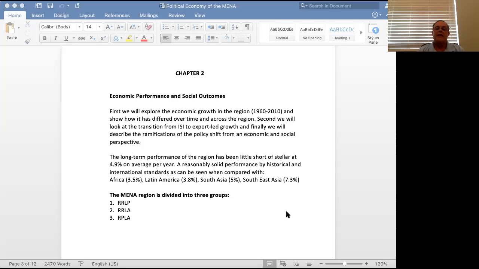And this is exactly what happened with ISI in many of the countries in the region. So because of that, they decided to shift gears, I guess, and change from ISI to a new strategy known as the export-led growth strategy, which we will talk about in just a few minutes.